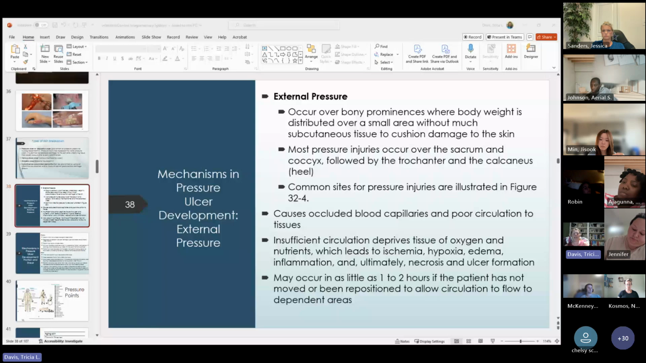Most of the common areas where we see pressure injuries occur are going to be over the butt, that sacrum area, that coccyx area, definitely above the butt where that coccyx bone is, where that tailbone is. Next, you're going to see them on the calluses of the heels, followed by the trochanter. So thinking about the hips when we reposition these patients.